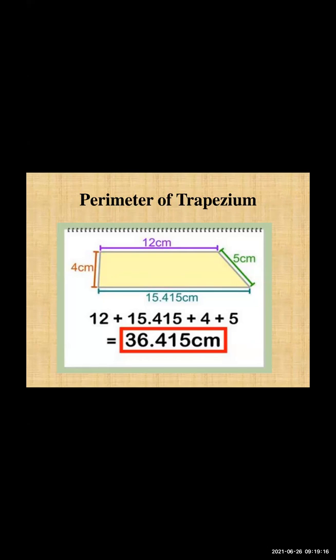So here again for the perimeter, only centimeter will come because we are adding the sides only. We are not going to find out the area or volume. Okay, so the addition of all these values is 36.415 centimeter. You can do the addition. It will come the same, 36.415. Or you can see here directly, this is 20, 10, 30, 30 and 6, 36.415. Orally this can be done. Okay, so this is the perimeter of trapezium.